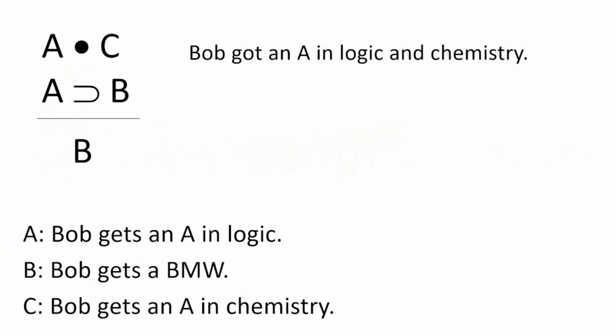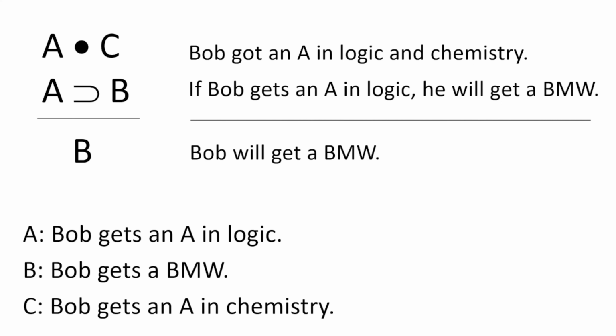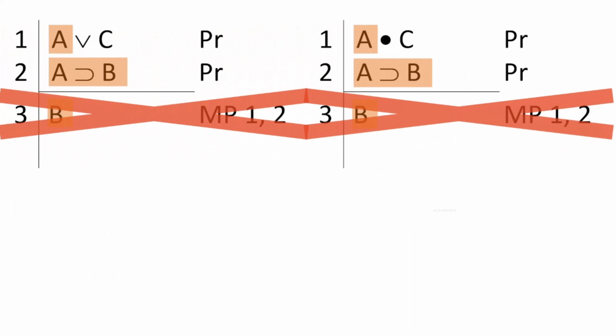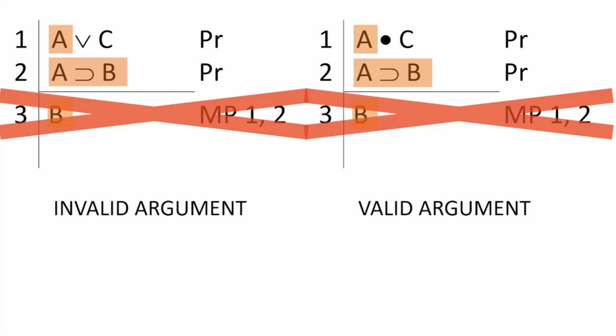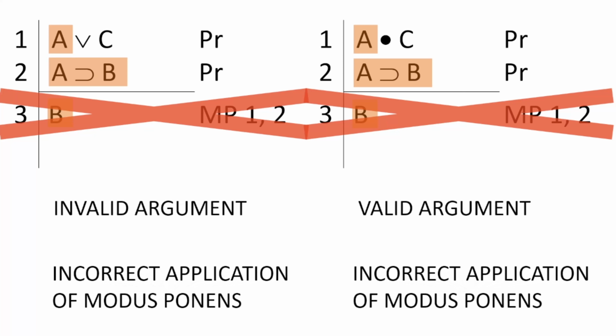Bob got an A in logic and chemistry. If Bob gets an A in logic, he'll get a BMW. Well, it follows that Bob will get a BMW, since he got an A in logic, among others. In both of these cases, Modus Ponens is applied to a component of a proposition. However, the second argument is actually valid. The first one is not. Both are misapplications of the Modus Ponens.